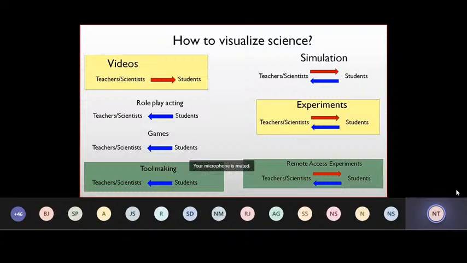And then there are one-way communications, such as role play activity, where we can understand how much students understand about the concept. Games, where we can understand how much students understand. And tool making, where we can also understand what kind of concept students have in terms of doing engineering.